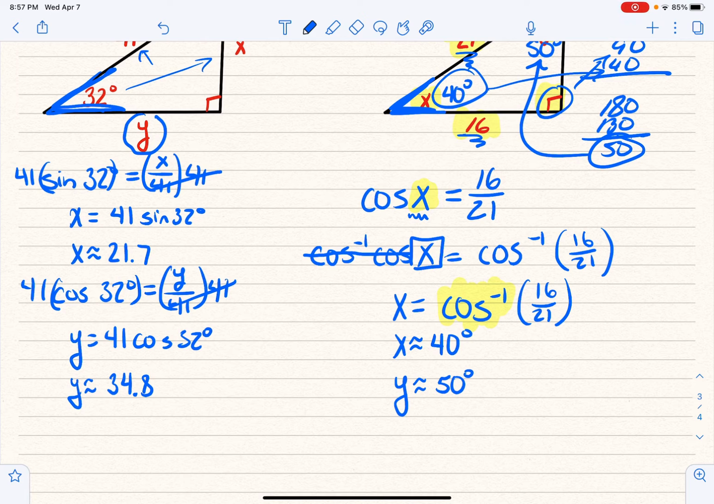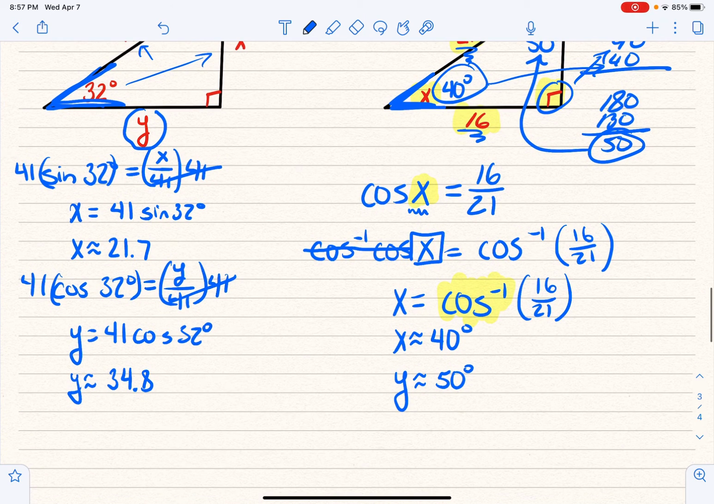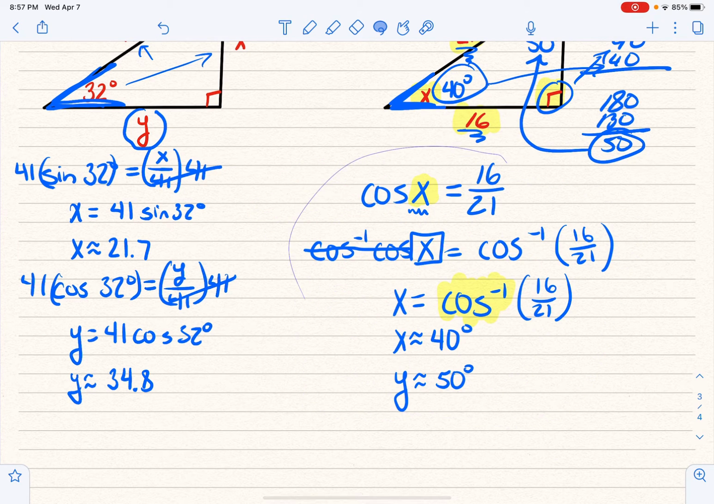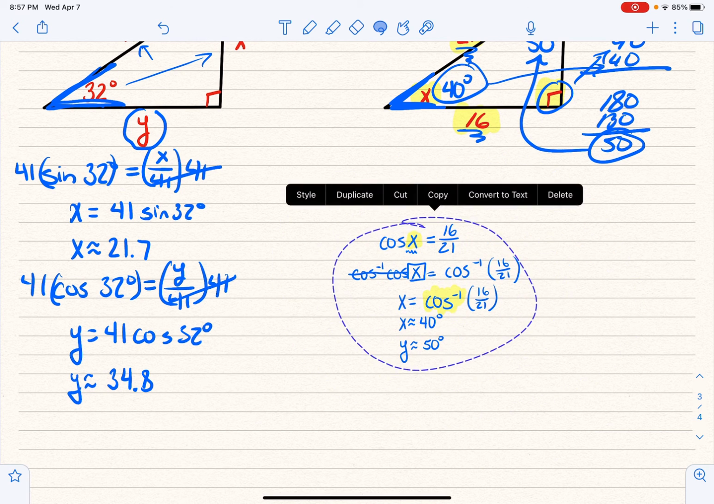Okay. Now I could also double check that. I could go ahead and use an inverse trig function and kind of look at that.